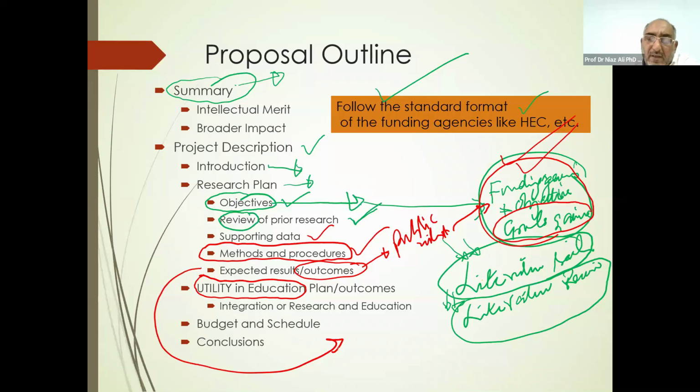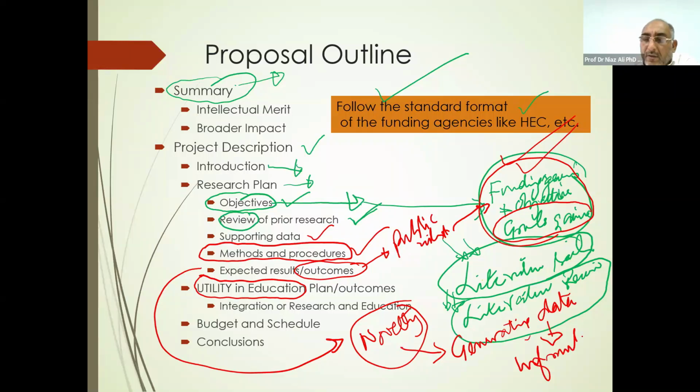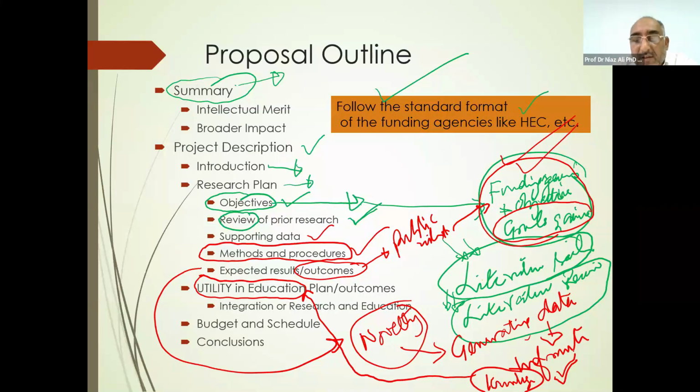Utility in education means, when we talk about novelty, novelty means something new. So it means you are generating data, a set of information. So it means you are generating knowledge. So remember, one is knowledge generation and the other is tail carrier. If your proposal has sufficient novelty, added novelty, you will generate knowledge. And those countries who are generating knowledge are the problem solvers as well. We are sometimes not generating knowledge, we are just replicating. So my point of view is that you generate knowledge, then you apply this in your education system.